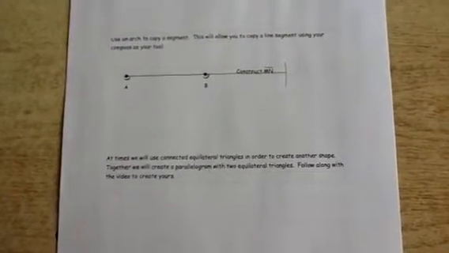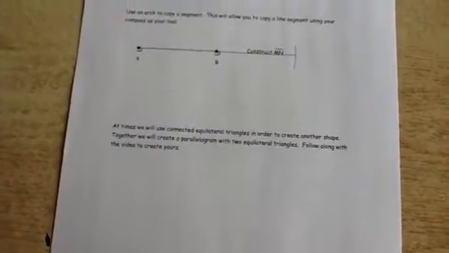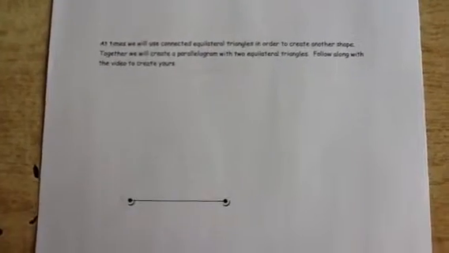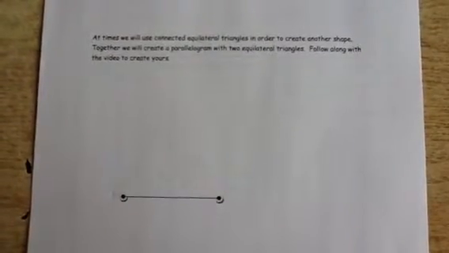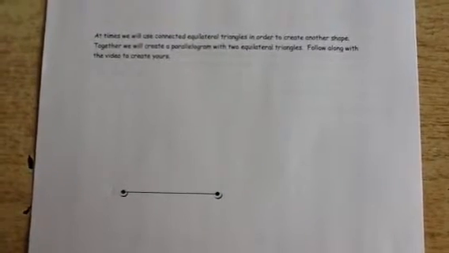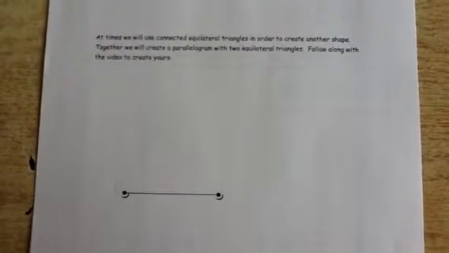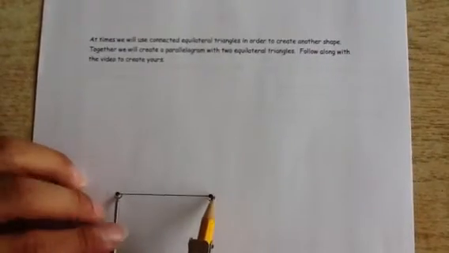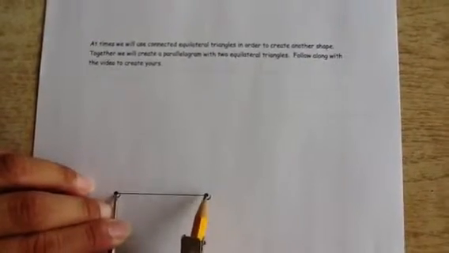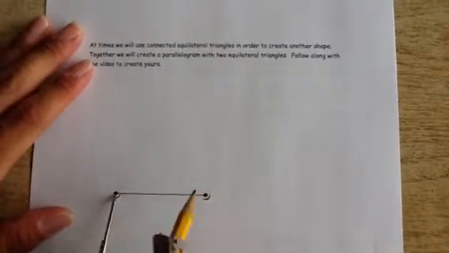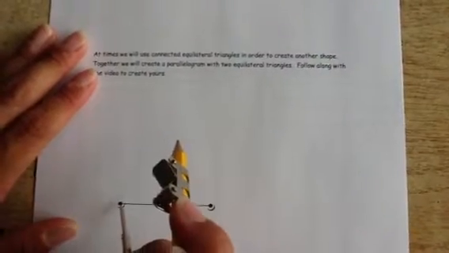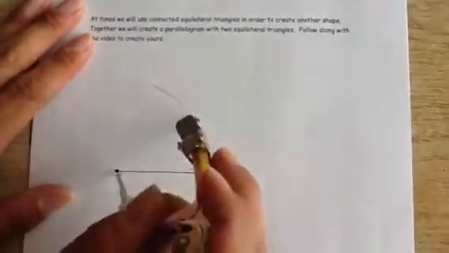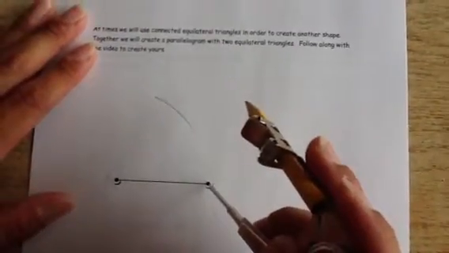And lastly, at times we're connecting our equilateral triangles in order to create another shape. Together we will create a parallelogram with two equilateral triangles. Follow along with this video and create yours. So we have our starting point, so we need to measure it with our compass. And we now know the length of our line, and every line has to be equal because it's an equilateral triangle. So I strike my arc.